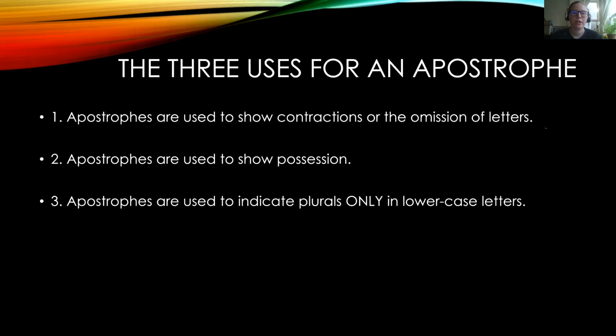So there are three uses for an apostrophe. Apostrophes are used to show contractions or omission of letters when you leave letters out of words. Apostrophes are used to show possession or ownership of who something belongs to, right? So my phone, to say that it belongs to me, you'd say like Darcy's phone. We'll get into building that out. And apostrophes are used to indicate plurals only in lowercase letters. There's only one time you use an apostrophe to make something plural.